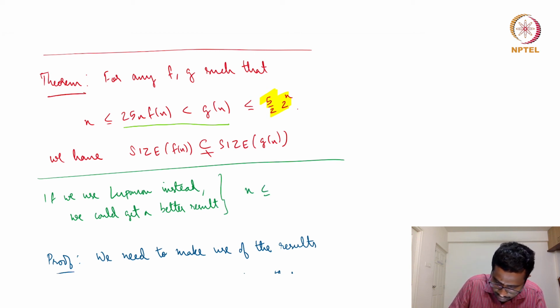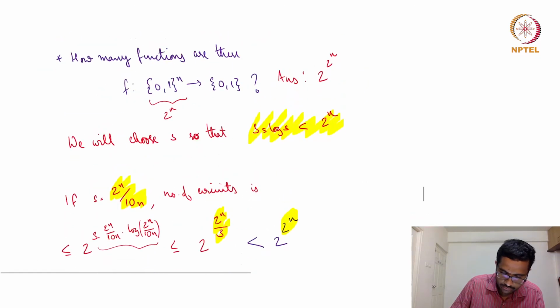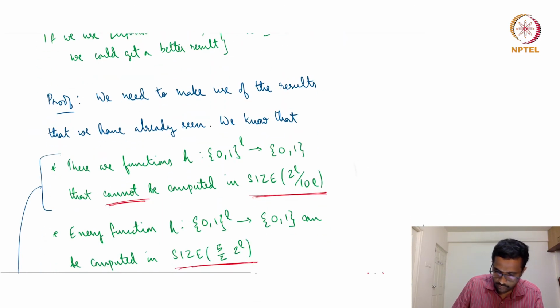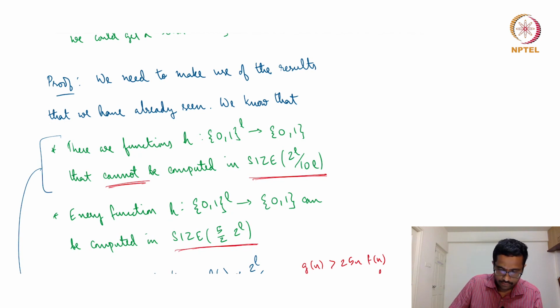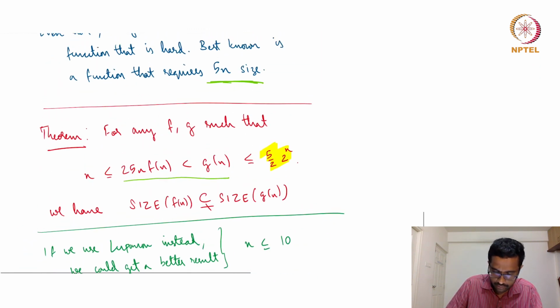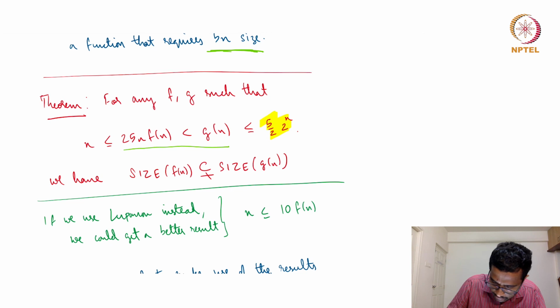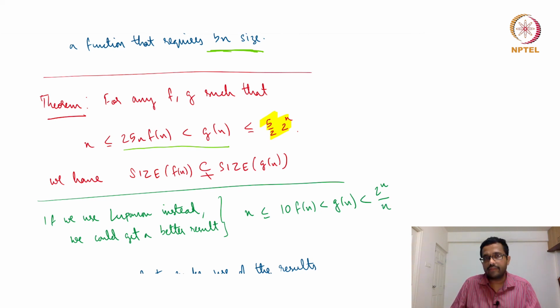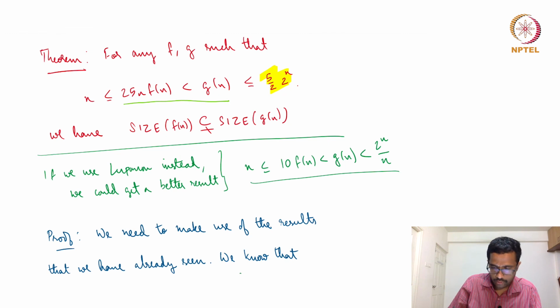There the difference will only be a factor of 10, because this will be 2 power L divided by 10L, the functions that cannot be computed in size, and this will be just 2 power L divided by L. So it will just be a factor of 10 difference. So strictly less than Gn and strictly less than 2 power n divided by n. So we will get a better result actually. But that's fine.